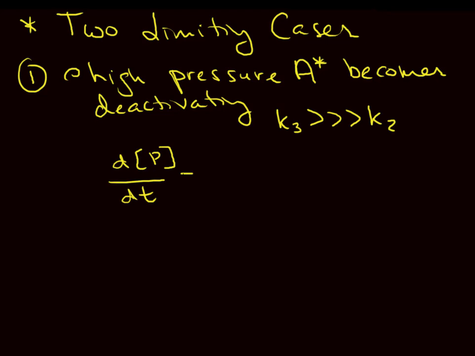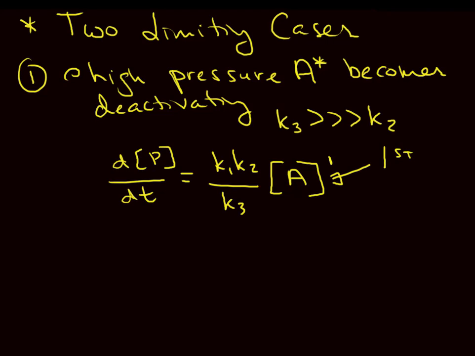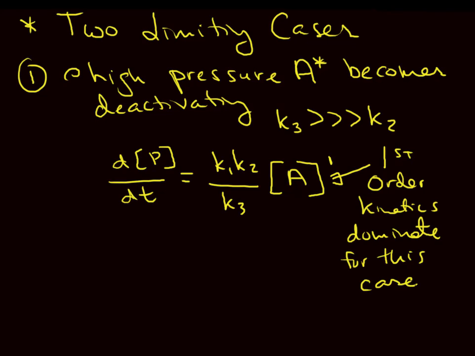dP over dt, is now going to be equal to k sub 1, k sub 2 over k sub 3 raised to the first power of the concentration of A. And with paper and pen you should yield the same mathematical equation. I want you to do this, but the take-home message is that in the case of high pressure, first order kinetics dominate for this case.